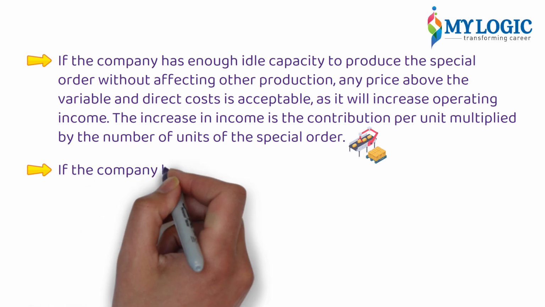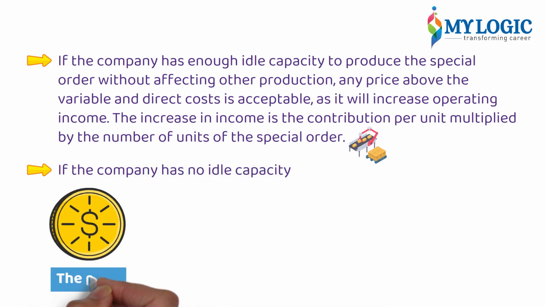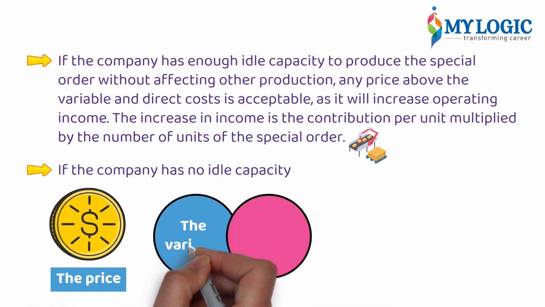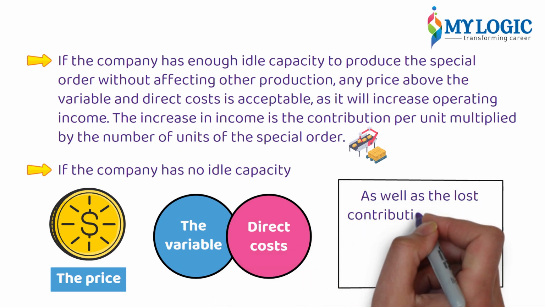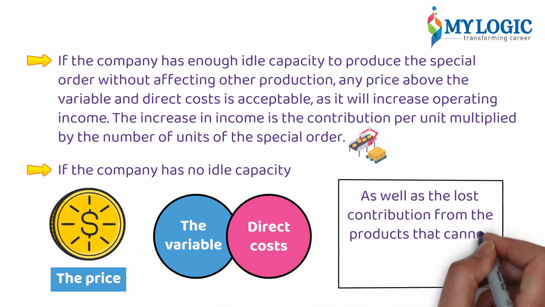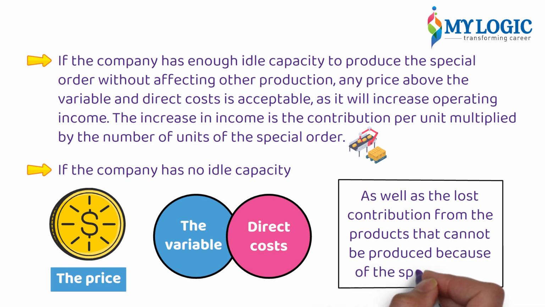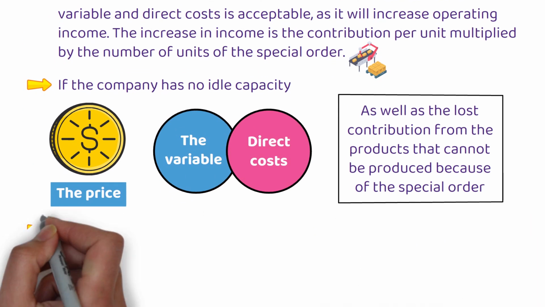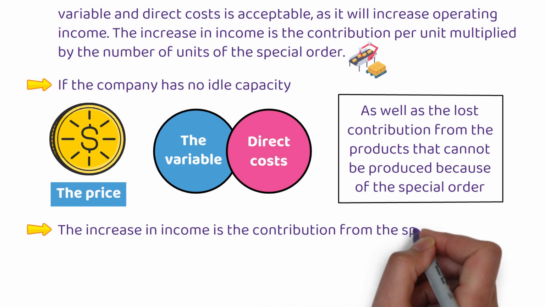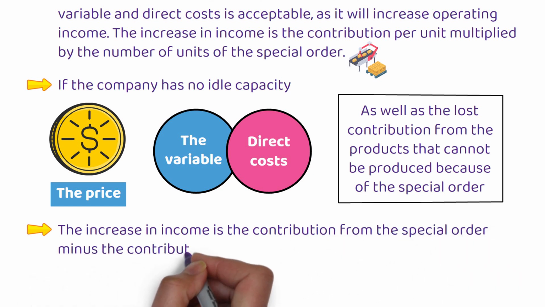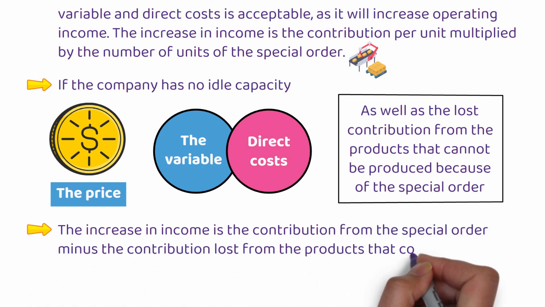If the company has no idle capacity, the price must cover both the variable and direct costs, as well as the lost contribution from the products that cannot be produced because of the special order. The increase in income is the contribution from the special order minus the contribution lost from the products that couldn't be made.